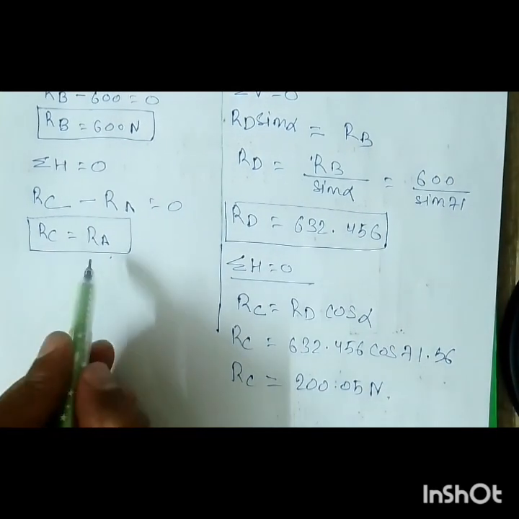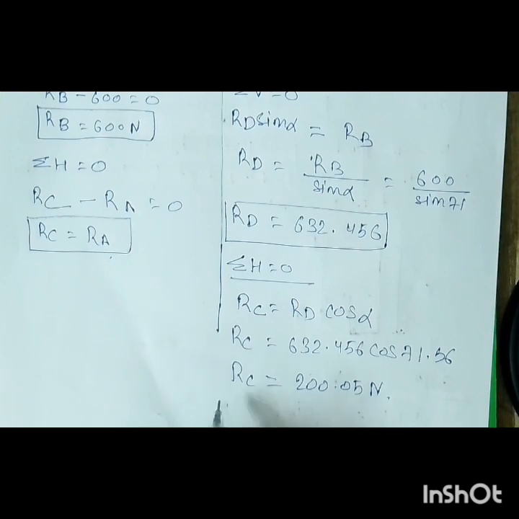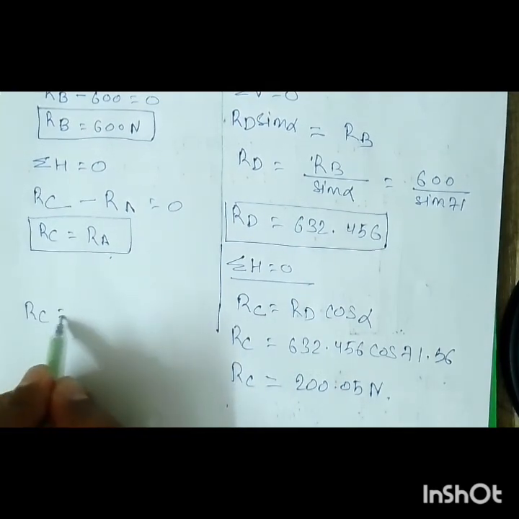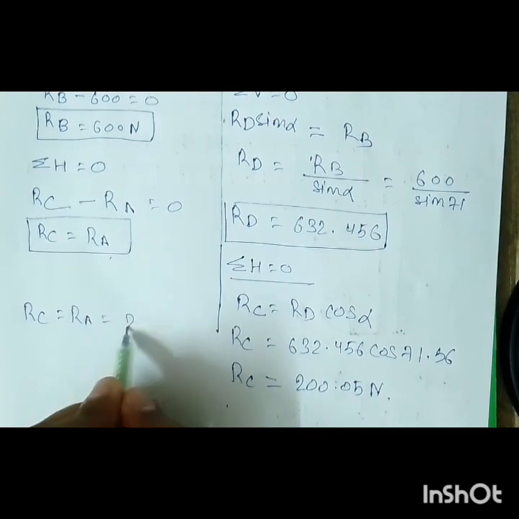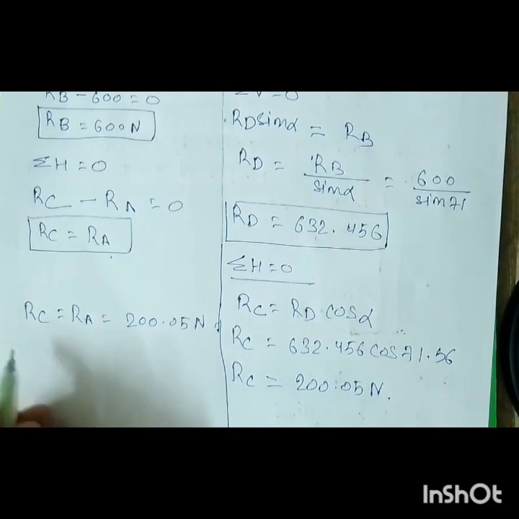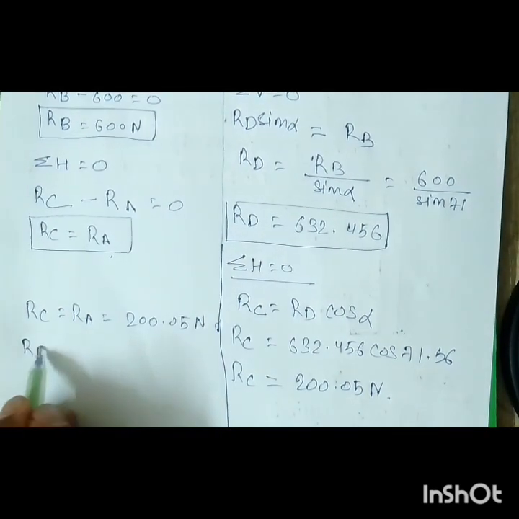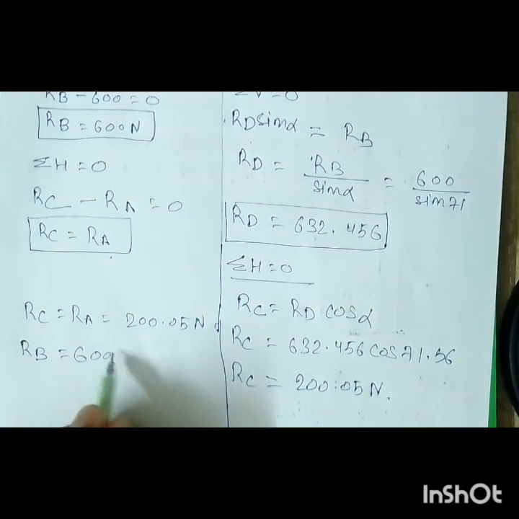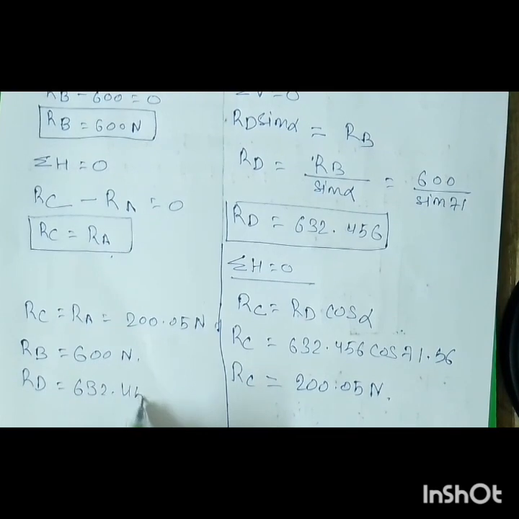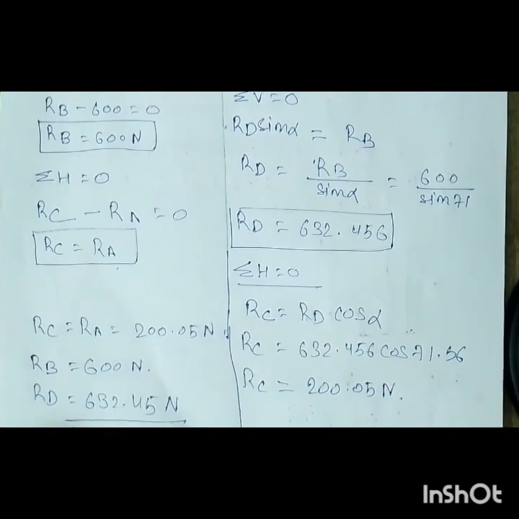But you know that RC is equal to RA. So now finally your answer will be that RC is equal to RA is equal to 200.05 Newton, right? And RB we already calculated at the beginning itself. RB is equal to 600 Newton and RD is equal to 632.456 Newton. So this is your answer. Thank you.